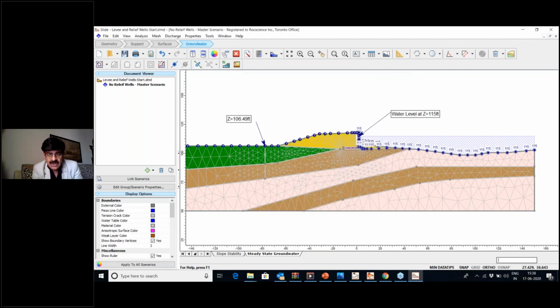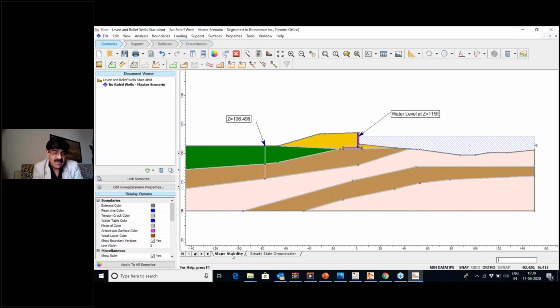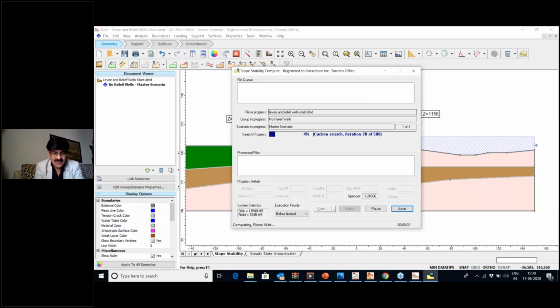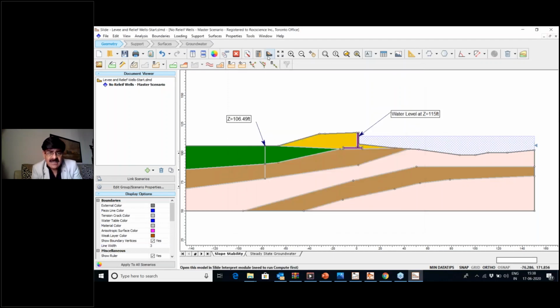Oh, I think I should have done the slope. Let me do it again, because I should have selected the slope stability, because then it will compute for slope stability as well as the steady state groundwater. Okay, so the first one you just saw was for the groundwater, and this one is for slope stability, which is happening now. It's done. We can look at the results.